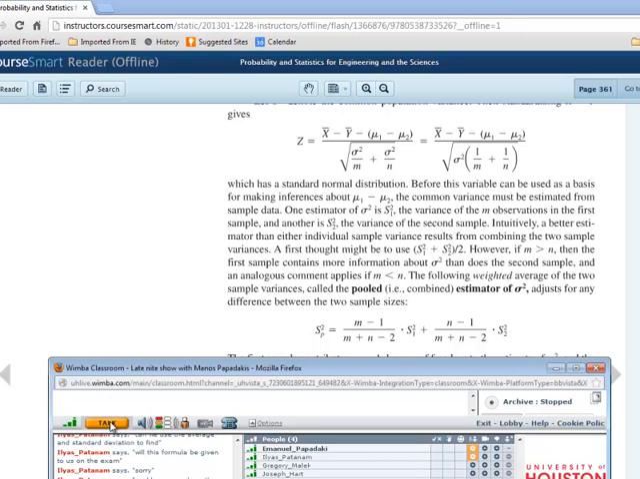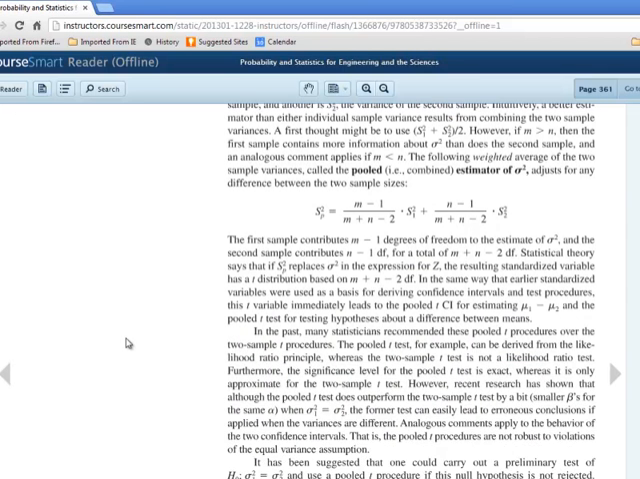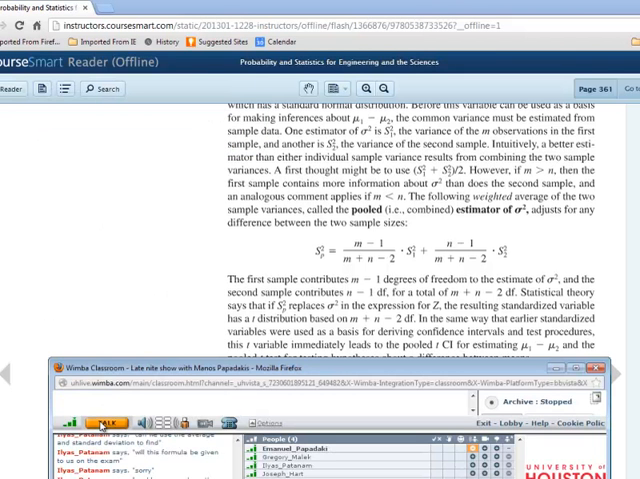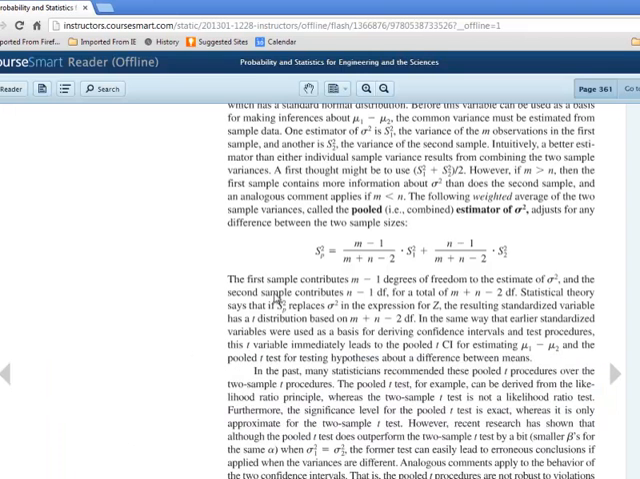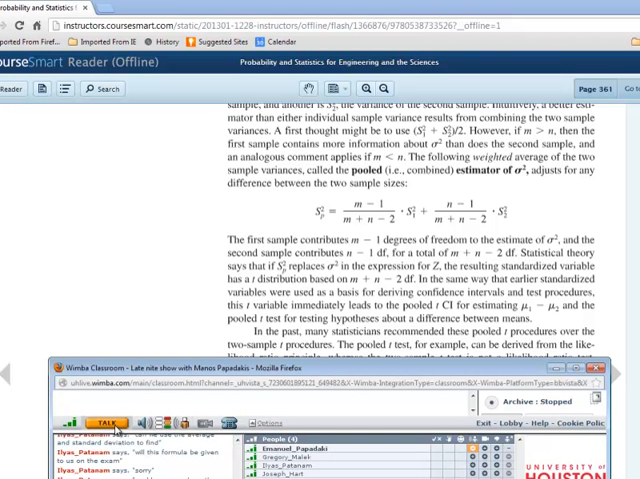Questions? On that same page below, they are talking about the pooled estimator of sigma, which adjusts for any difference between the two sample sizes. Can you point to me more precisely where? Right there in the bold. They're saying the following weighted average of the two sample variances, called the pooled estimator of sigma squared, adjusts for any difference between the two sample sizes. Yes, right there. So what is the question precisely?